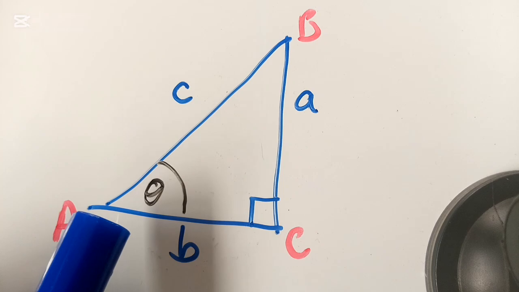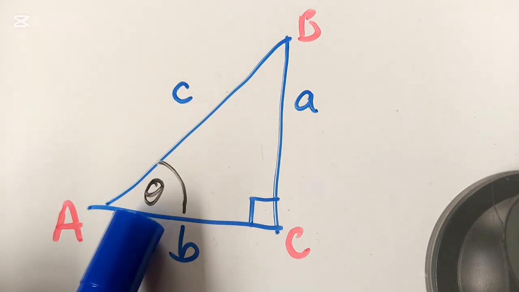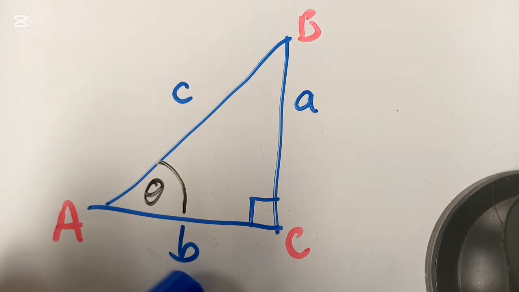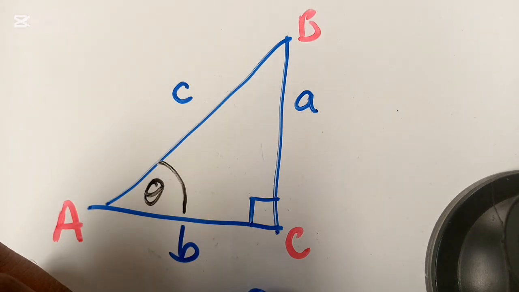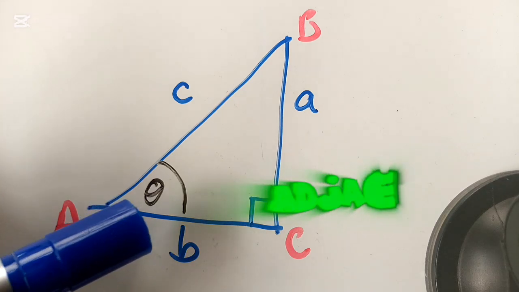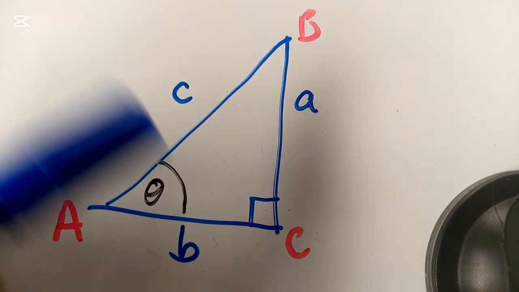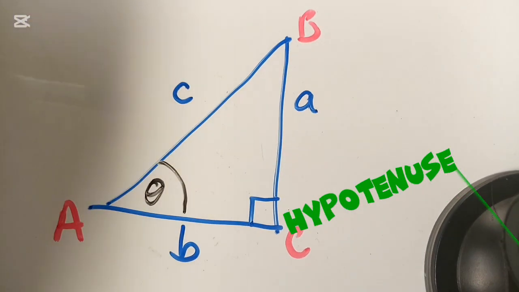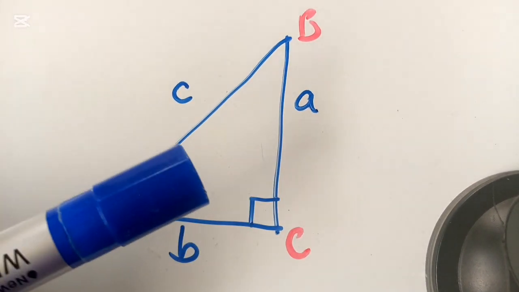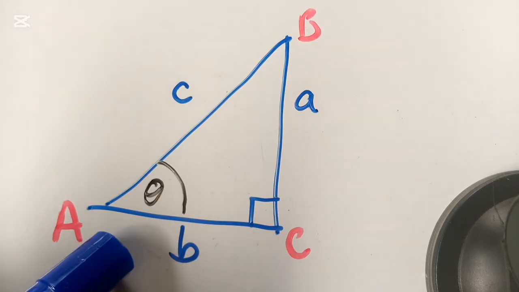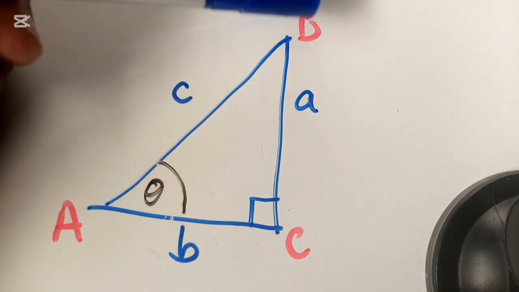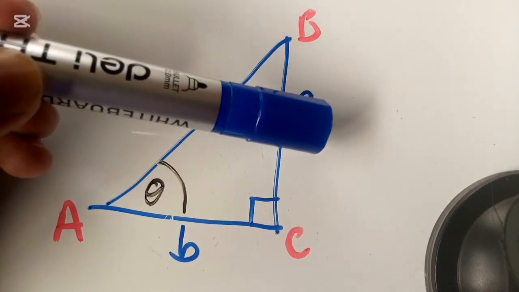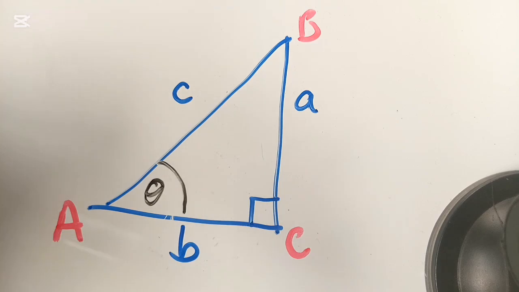These three sides have common names depending on the angle theta. Since we have angle theta over here, our bottom side, line AC, is known as the adjacent to the angle theta. Therefore AC is known as the adjacent. Then we have line AB, which is the hypotenuse. The hypotenuse is the line opposite to the right angle. And then the line which is opposite to the angle theta, line BC, is called the opposite. So we have the opposite, the hypotenuse, and the adjacent.